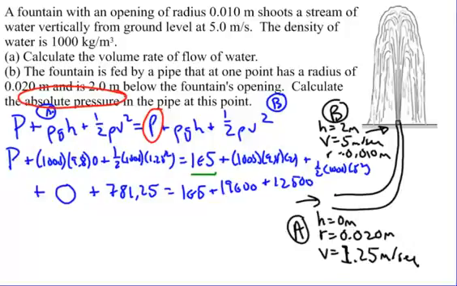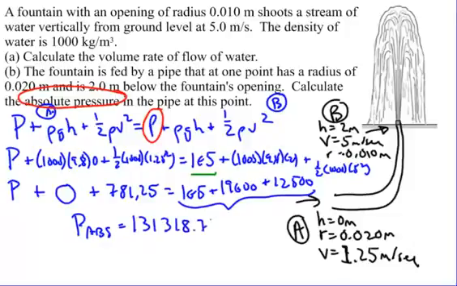Now I'm going to add up all of these numbers, and I'm going to subtract the 781.25, and I end up finding the absolute pressure to be 131318.75 pascals. Now, of course, if I wanted to find gauge pressure, I would just subtract 1 times 10 to the 5th. I don't need that absolute pressure there. But this is how you do Bernoulli's problems.